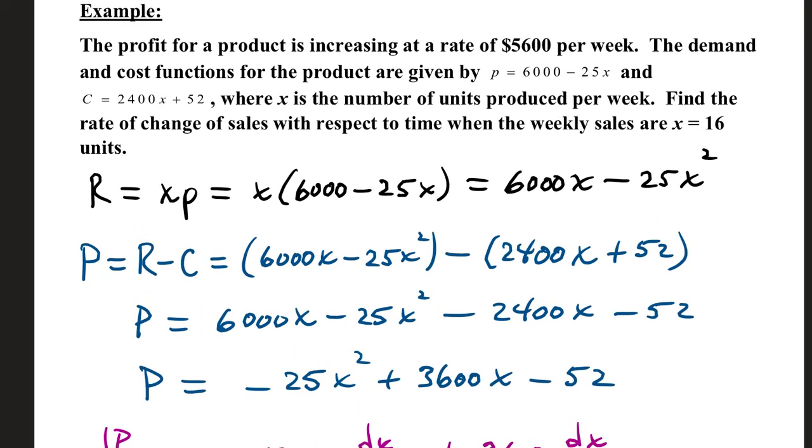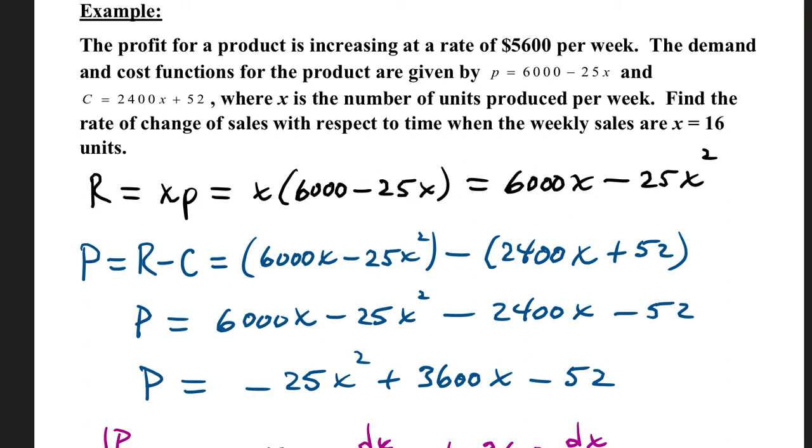The profit for a product is increasing at a rate of $5,600 per week. The demand and cost functions for the product are given. X is the number of units produced per week. Find the rate of change of sales with respect to time when the weekly sales are 16 units. The rate of change in profit is given this time, so we're going to have to be careful when we do our substitutions later in the problem.